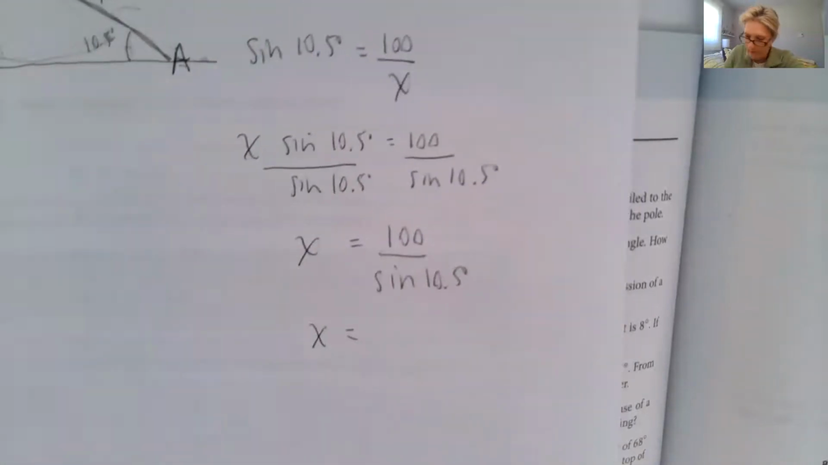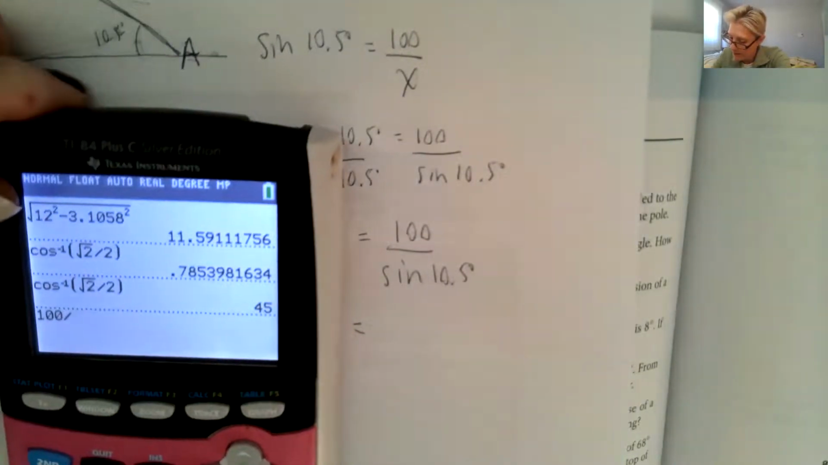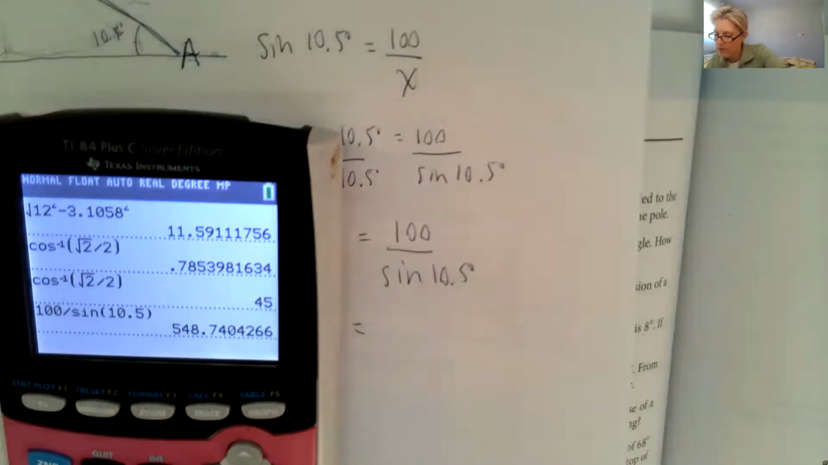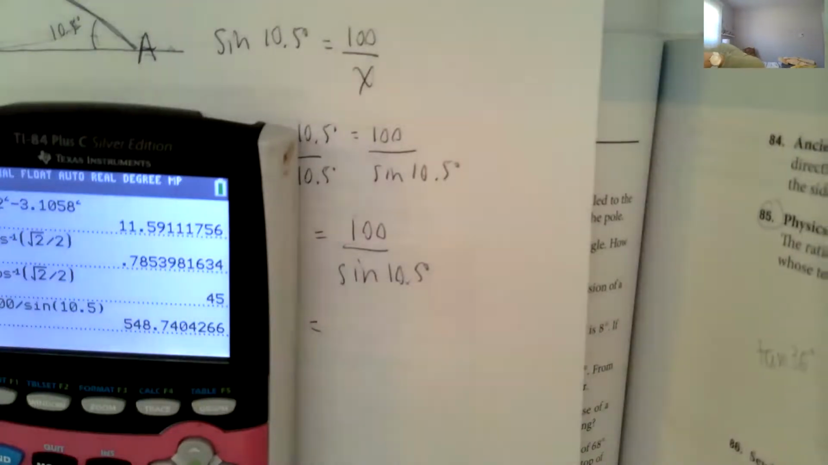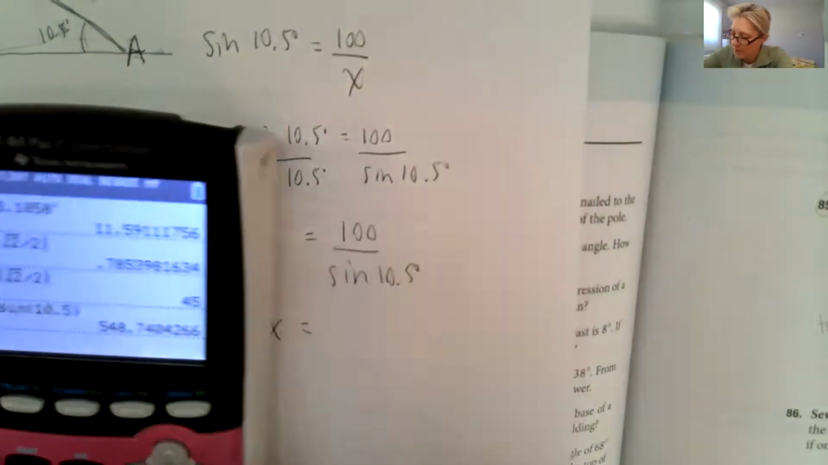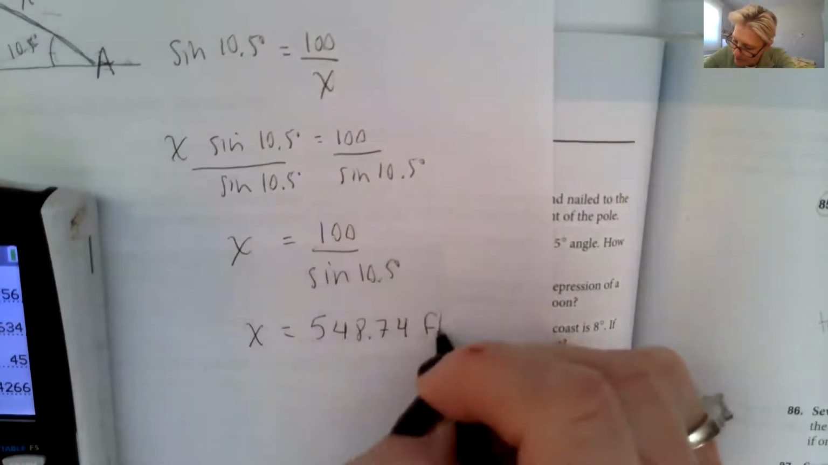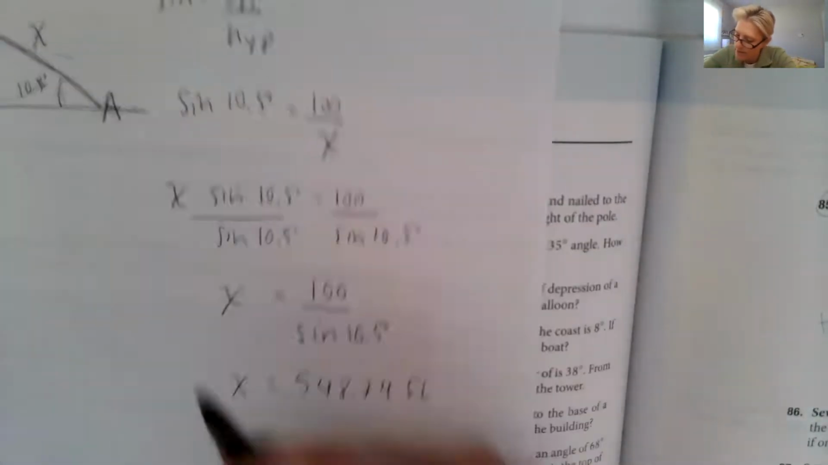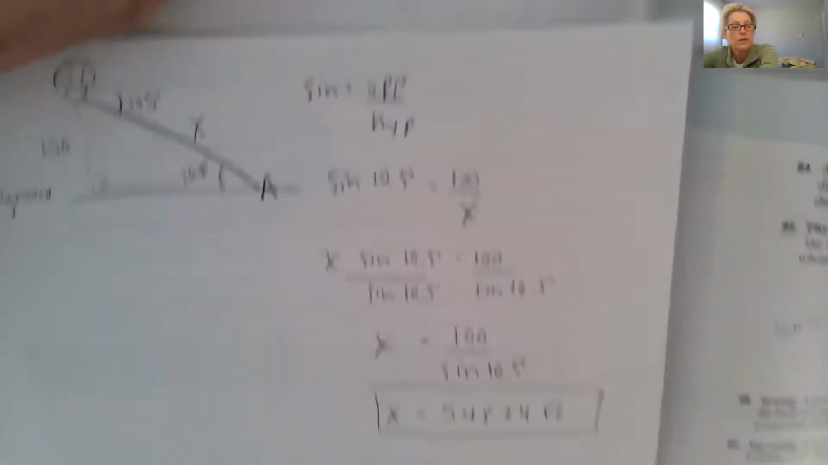So 100, show you on the screen, 100 divided by the sine of 10.5 degrees. Got to make sure your mode is in degrees. So 548.7 feet, I believe. 548.74 feet. Let's make sure it's in feet. Make sure you have the right feet units. So drawing a picture should definitely help you.